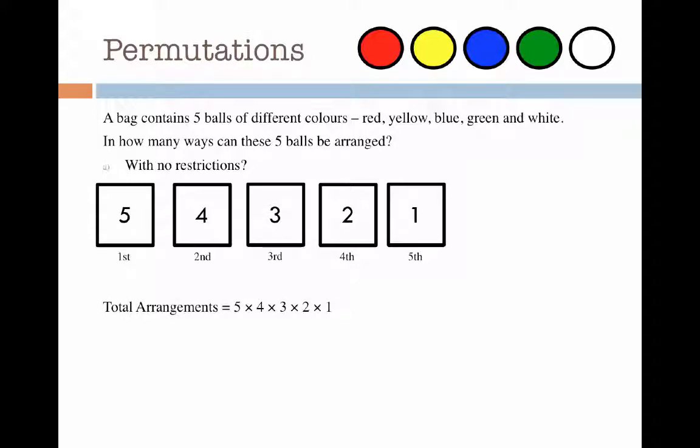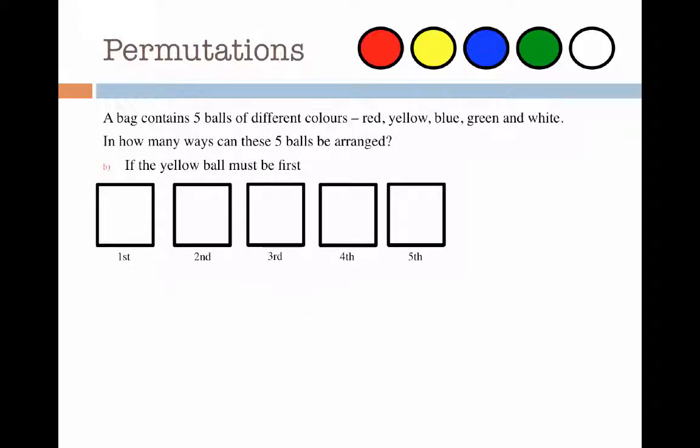Through the multiplication principle for permutations, we know that the total number of arrangements will be 5 times 4 times 3 times 2 times 1. This can be written as 5 factorial, which is a much shorter way, and this is 120. So there are 120 ways of arranging these 5 balls with absolutely no restrictions.